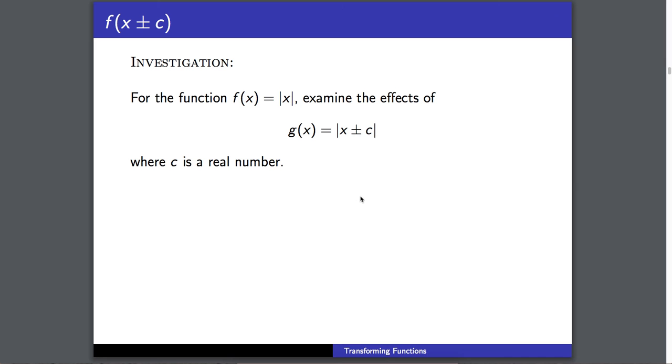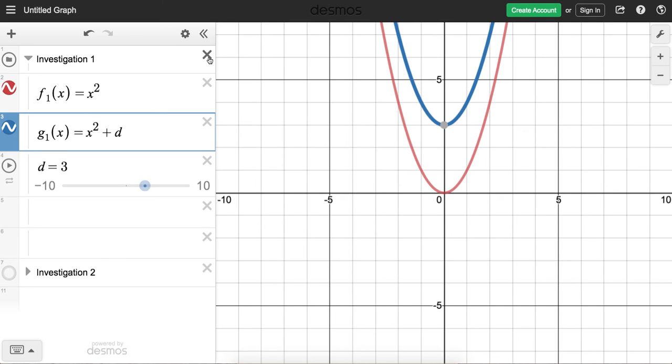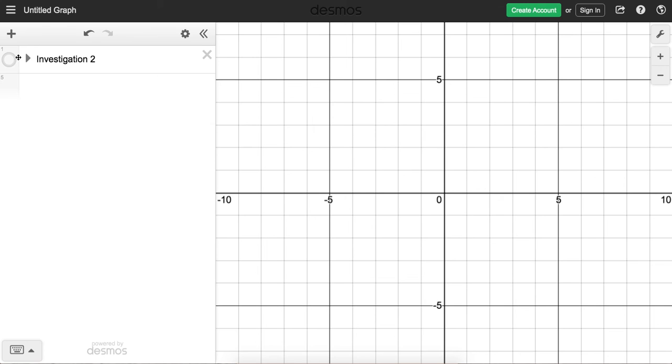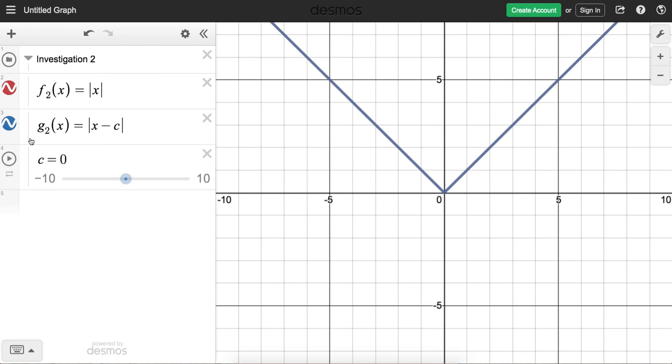But now we're going to look at what happens as you add or subtract inside the function. So let's take a look at what happens as you add or subtract inside the function. So right now, here's my parent function, and I'm subtracting 0. So if I subtract a positive number like x minus, let's go x minus 3, notice the C is inside the absolute value bars. The original graph's in red.